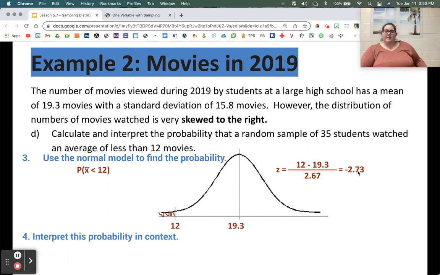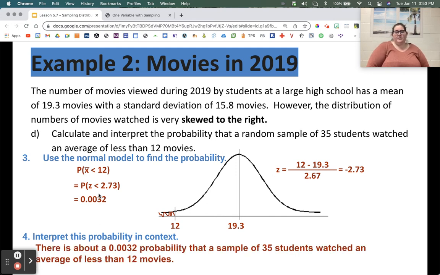Then we're going to go to our z-table, look up negative 2.73, find that probability. Because we are doing less than, and that's what our z-table gives us, we would just use that number, and we would get 0.0032. And then our last step, interpret the probability in context. There's about a 0.0032 probability that a sample of 35 students watched an average or mean of less than 12 movies. Right? So that is how we complete a sampling distributions problem for means.